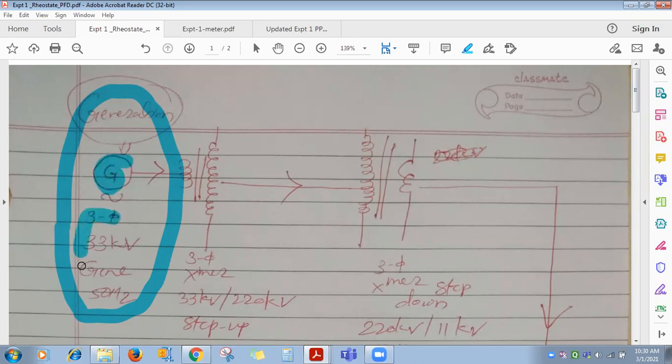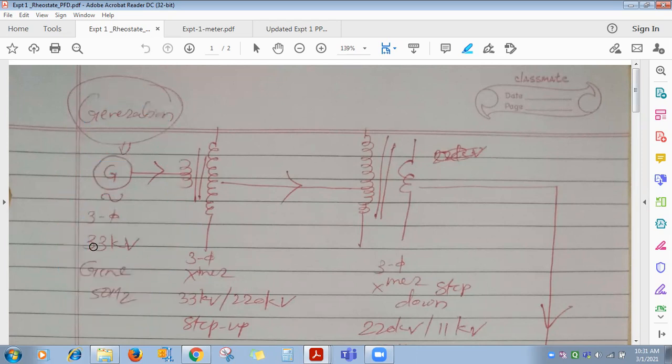I have denoted here in the form of three phase AC. Generating frequency is 50 hertz and generating voltage is 11 kV or 22 kV or 33 kV. Here I have denoted it how much? 33 kV, correct. 33 kV, very good.